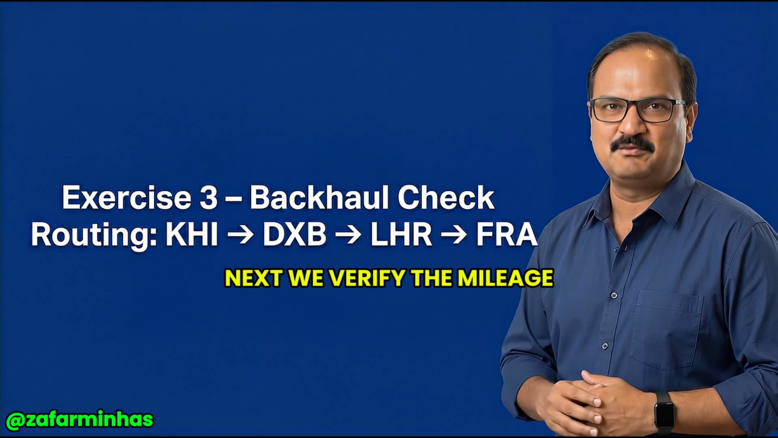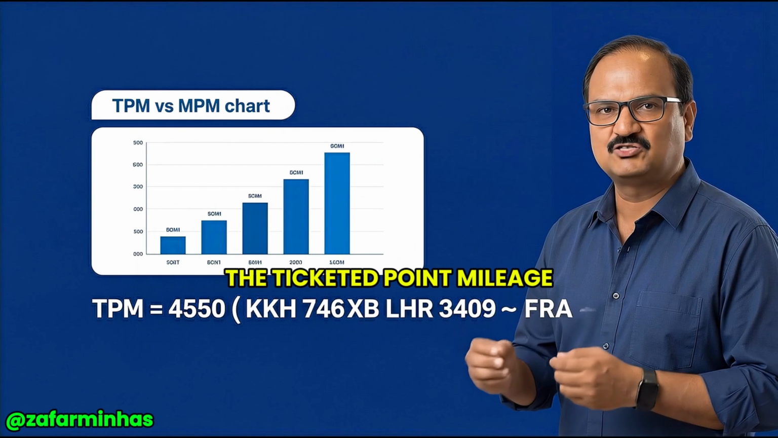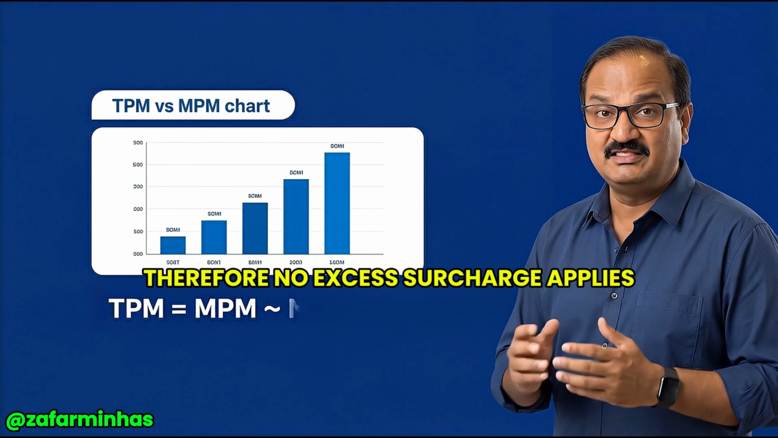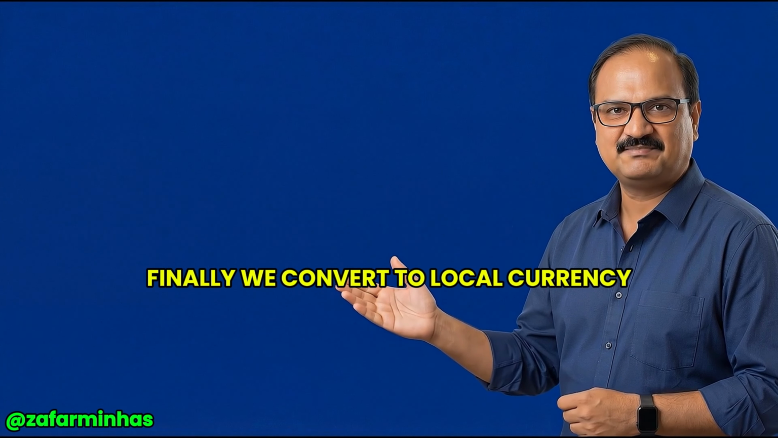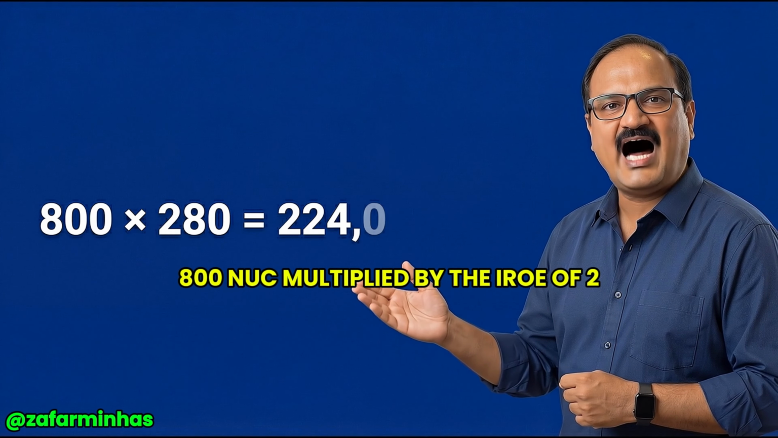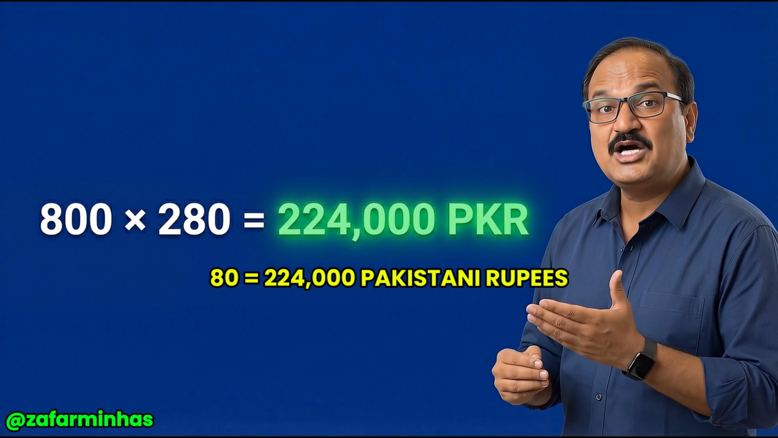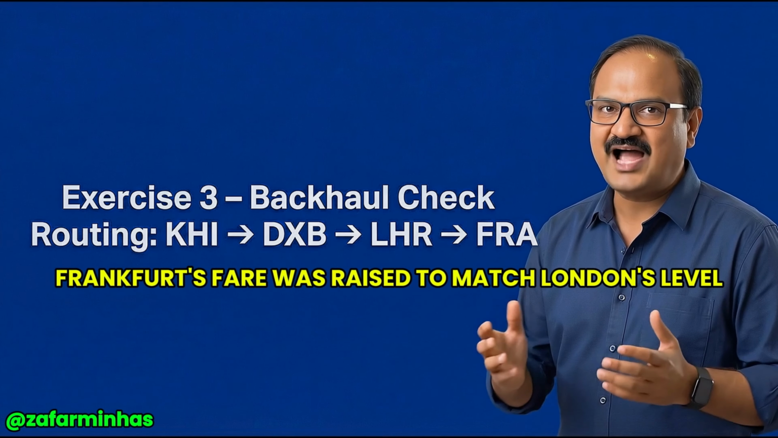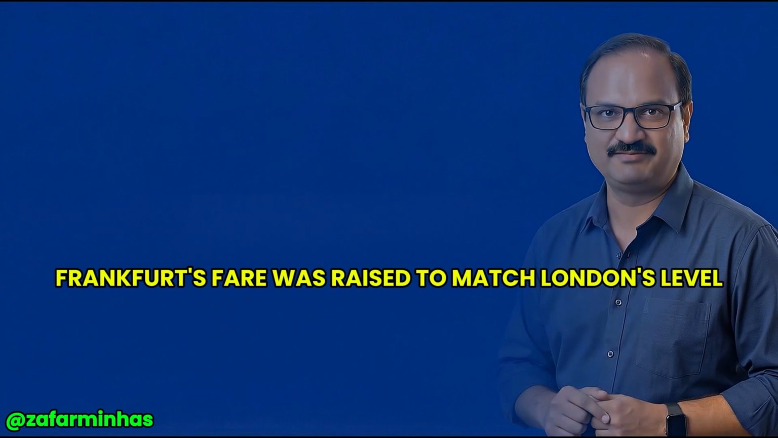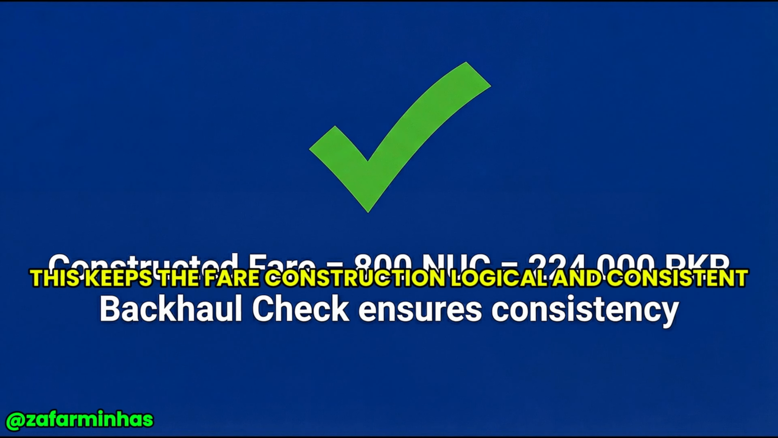Next, we verify the mileage. The ticketed point mileage is within the maximum permitted mileage, therefore, no excess surcharge applies. Finally, we convert to local currency. 800 NUC multiplied by the IROE of 280 equals 224,000 Pakistani rupees. The backhaul check prevents undercutting. Frankfurt's fare was raised to match London's level. This keeps the fare construction logical and consistent.